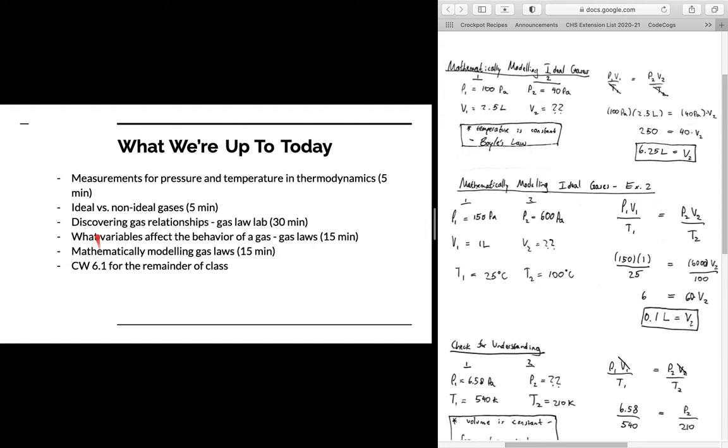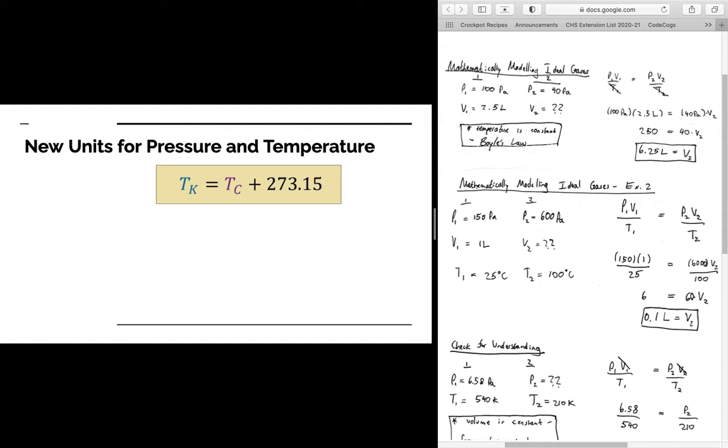So in this last portion, the last half hour or so, of course it won't take half an hour of the video, we'll be looking at how we can describe relationships between the variables that we use to describe gas laws, and then how we can quantify those relationships. Okay? So, new units for pressure and temperature.